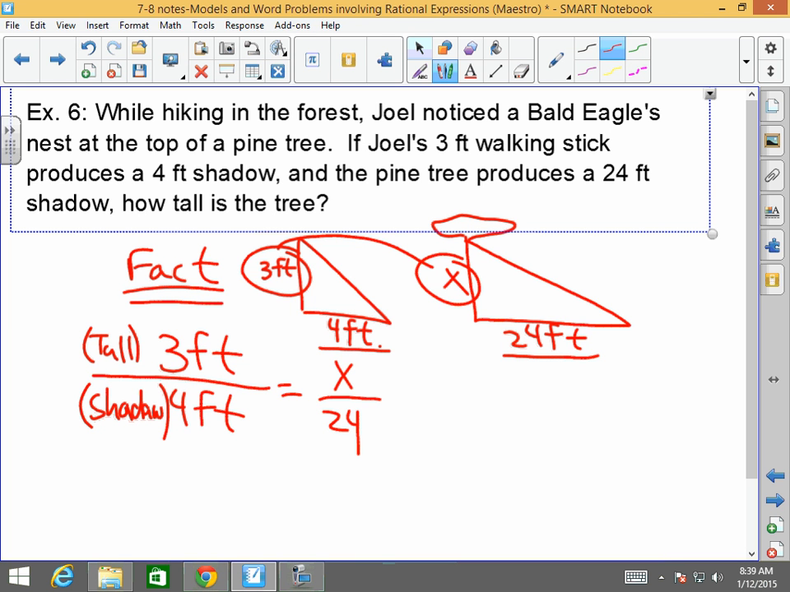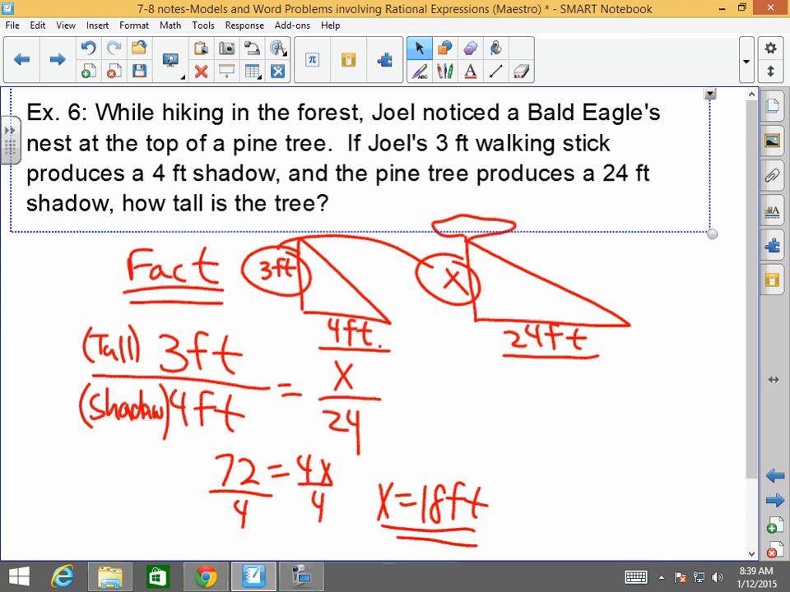Does that make sense? So I believe it's going to be 18 feet. This is going to be 72 equals 4x. And x is 18 feet tall. That's how tall the tree is. Does that make sense, gentlemen?